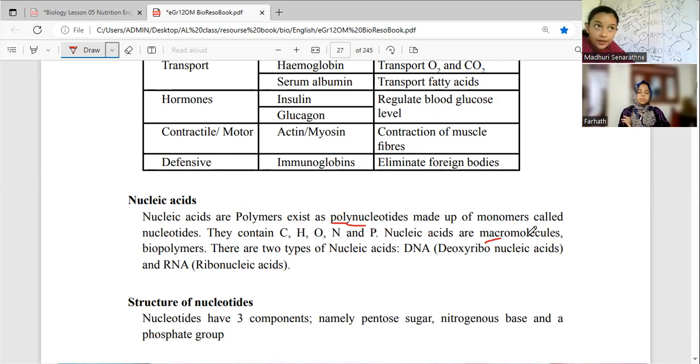They are included in biological systems, in humans, animals, plants as well, and some microbes. DNA and RNA are biopolymers. Biological polymers mean biopolymers. There are two types: DNA, that means deoxyribonucleic acid, and RNA, ribonucleic acid.